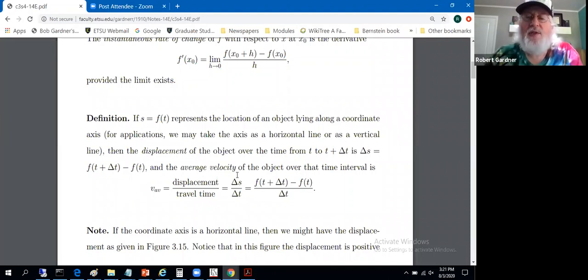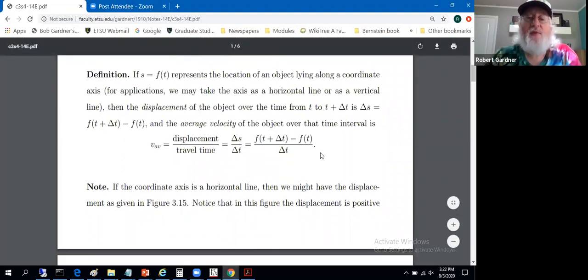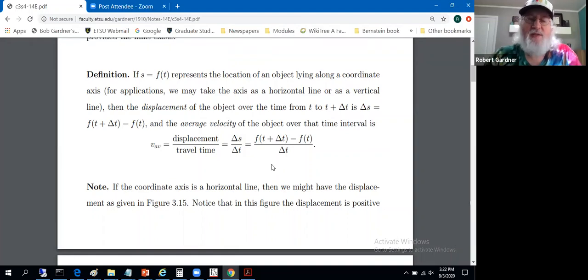The average velocity then over that time interval delta t, the average velocity v sub av, v sub average, is the displacement divided by the travel time. It's the delta s divided by the delta t. It's the change in the function values over the change in the time values. We did that in section 2.1. We use this to inspire the study of limits, to find slopes of tangent lines and instantaneous rates of change. So this is overlapping with 2.1 a little bit. So average velocity, same thing we dealt with previously. We're not so interested in average velocity as we are instantaneous velocities and derivatives.